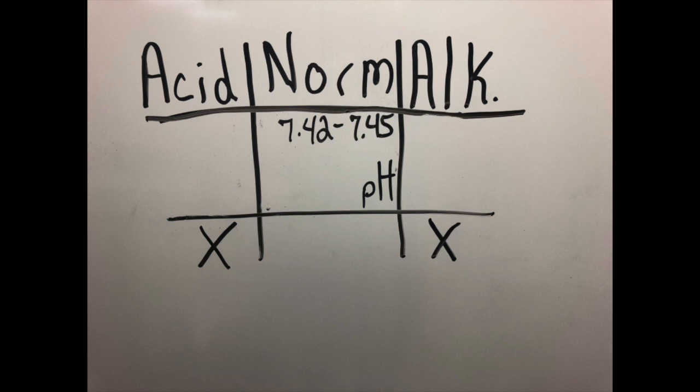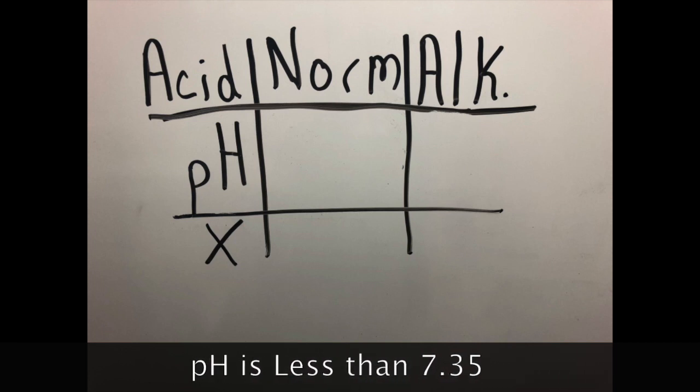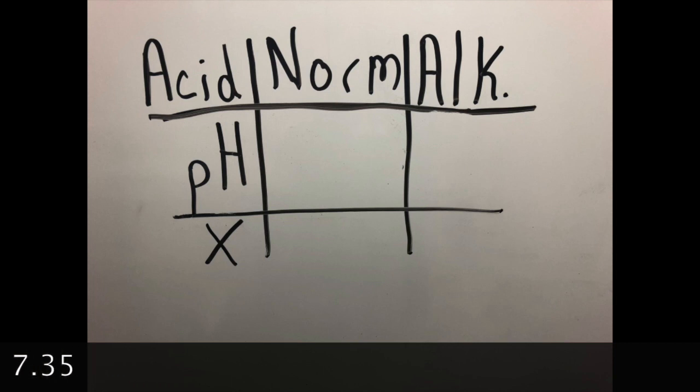Now we have full compensation because our pH is normal, but our other two values are abnormal and on the opposite side of each other. So what you have to do is look at which value is in alkalosis, because pH is 7.42 to 7.45. Just because pH is on the high side of normal, yes, we're normal, but that just means that we are fully compensated.